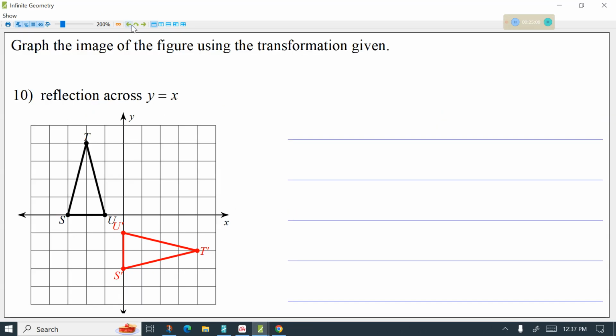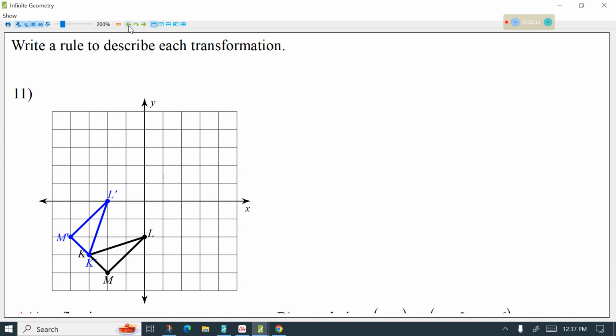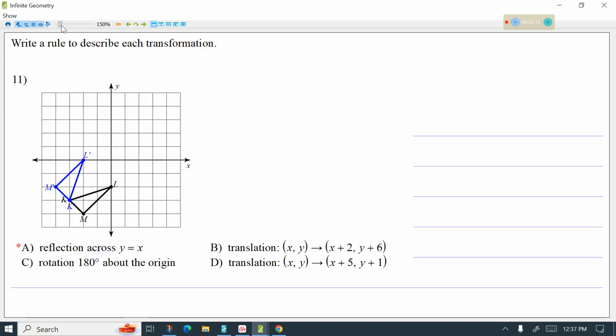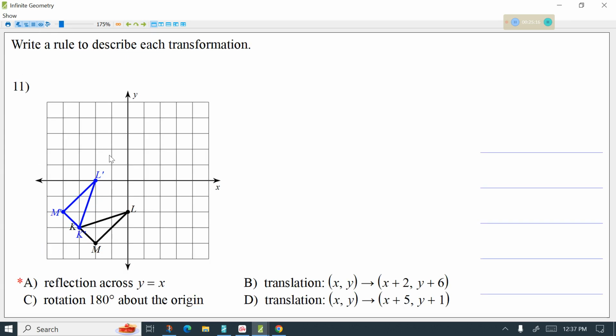Okay, so this brings us to the multiple choice questions. All right, and these are some good ones, because in this case, I get to make sure that you guys know what a pre-image is. Again, the pre-image is before I move it, and the image is after I move it. So you have to know the difference, okay?